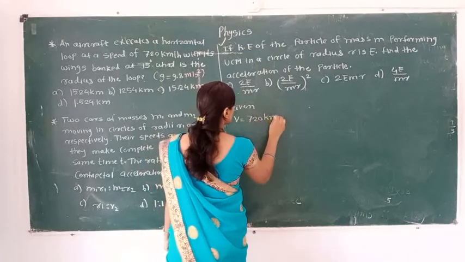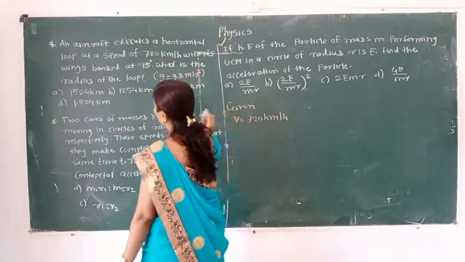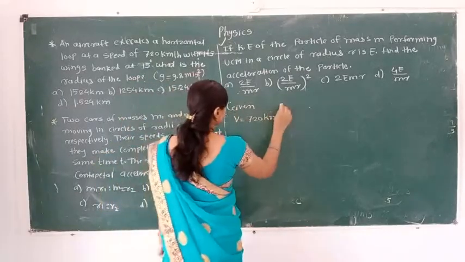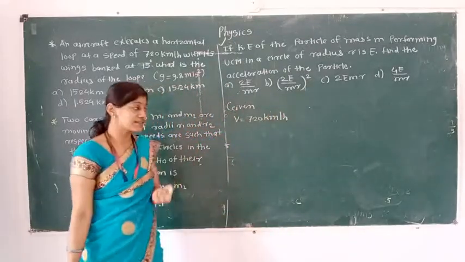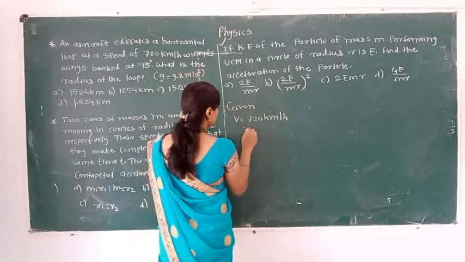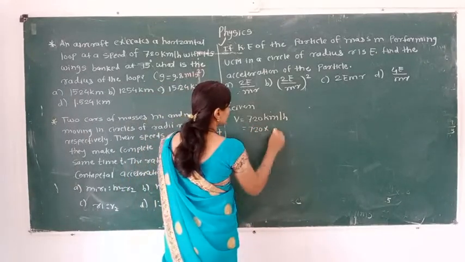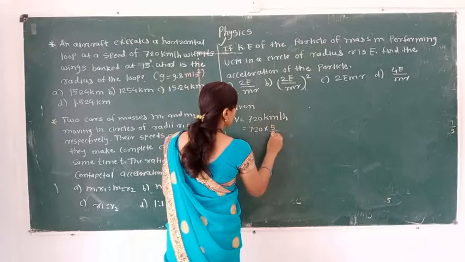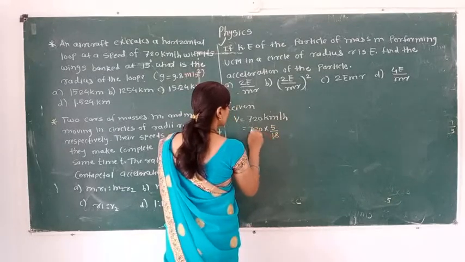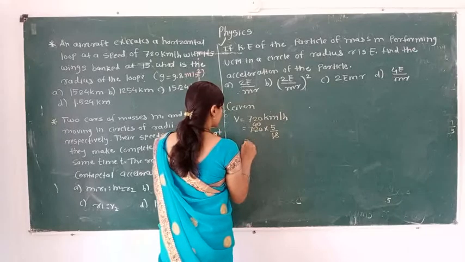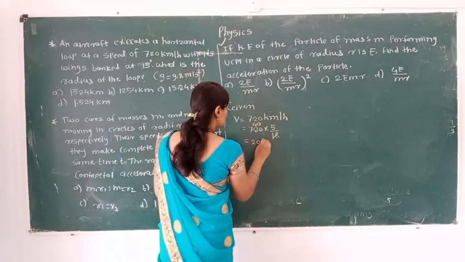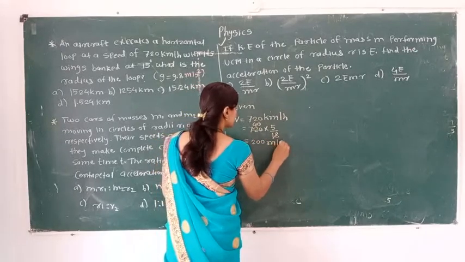It is 720 kilometer per hour. Since all the answers are in kilometer, this value we have to convert into meter per second. As per the mathematical formula, we are converting it: 720 multiplied by 5 divided by 18. It is a simple mathematical calculation. Here we are getting 200 meter per second.